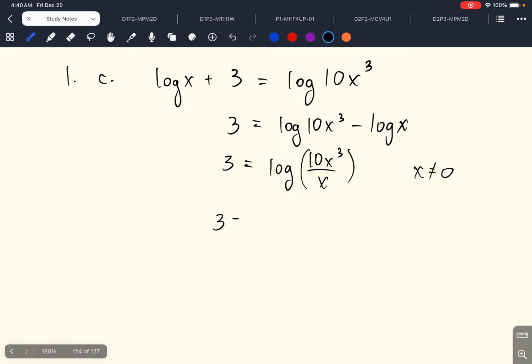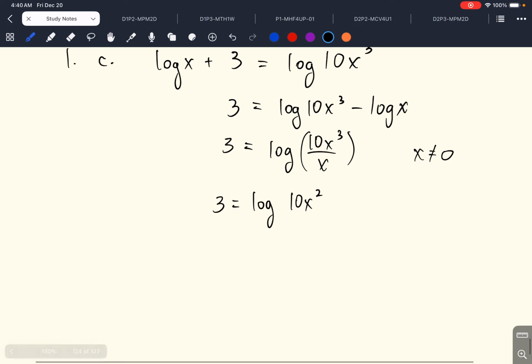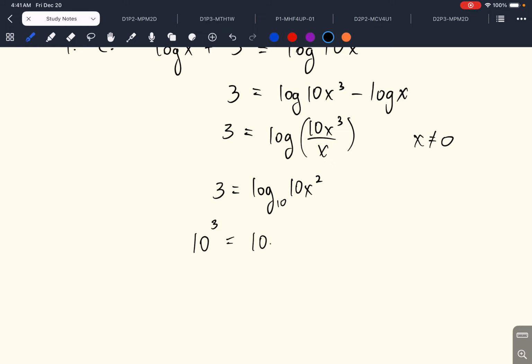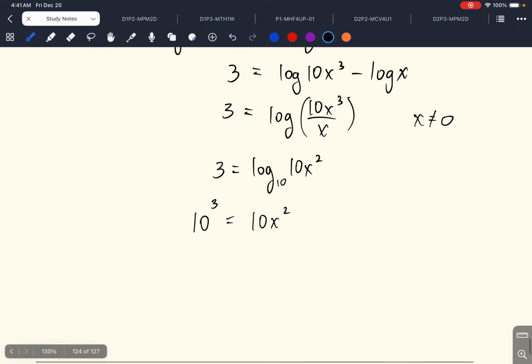And now we can simplify the argument. So log of 10x cubed over x would just become 10x squared. But even though it simplifies, you still have that restriction, x cannot be 0. Now remember your log is base 10, so that's going to be important, because if I were to write this in exponential form, we're saying here 10 to the power of 3 is equal to what's inside of our argument, 10x squared.